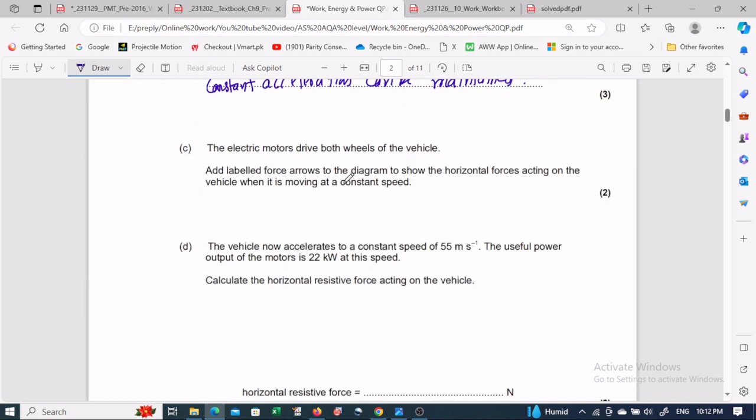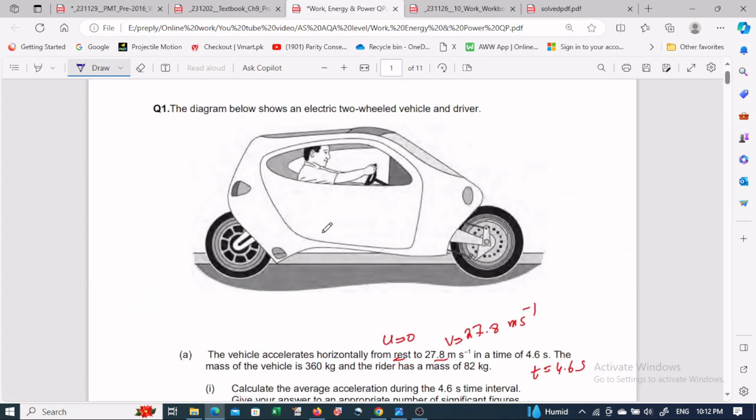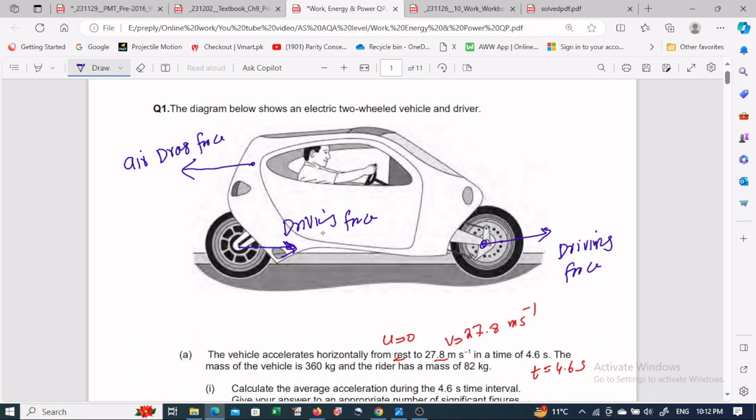So we have to draw the diagram as well. The vehicle diagram is simple, because the forward force is in this direction. This is the driving force, or the forward force on the wheel, towards the right side. Driving force, forward force, and the air drag is on the opposite. The drag force must be opposite to that one, acting opposite to the motion of the vehicle.